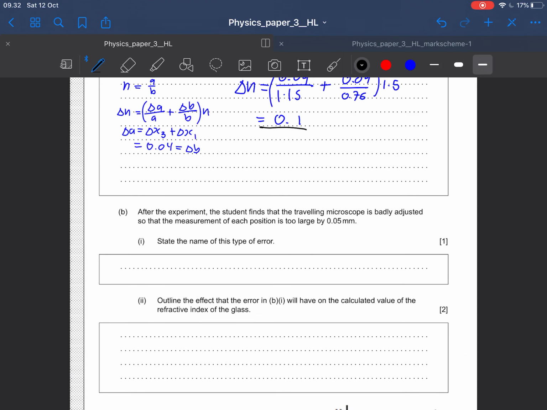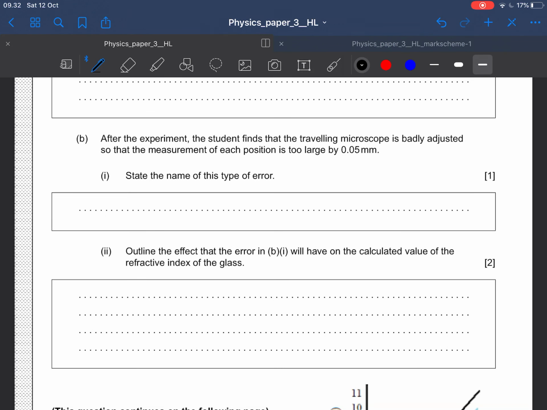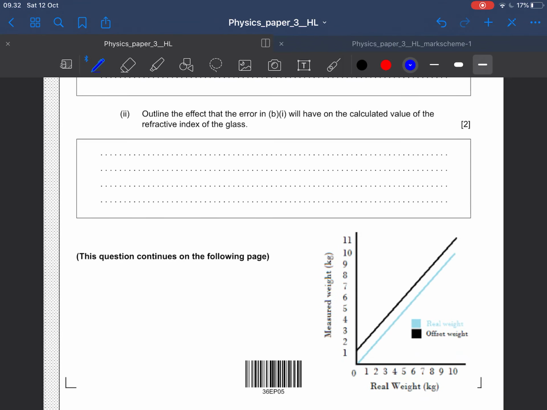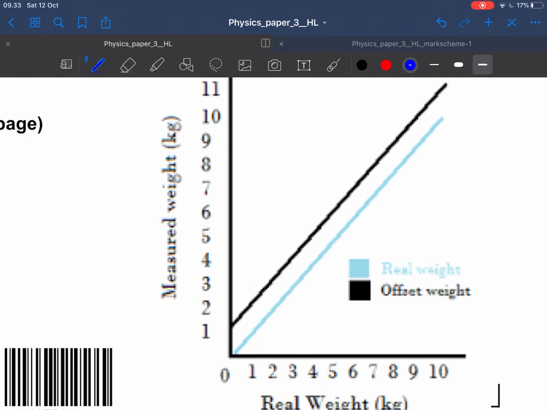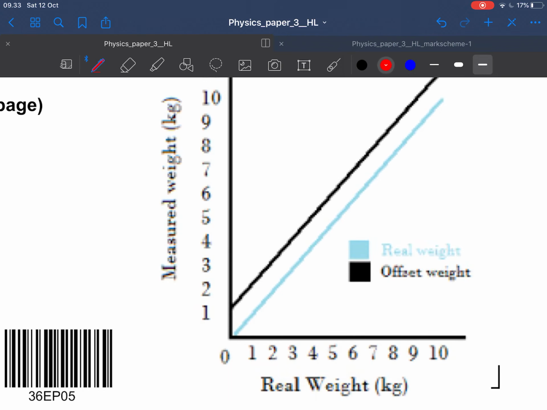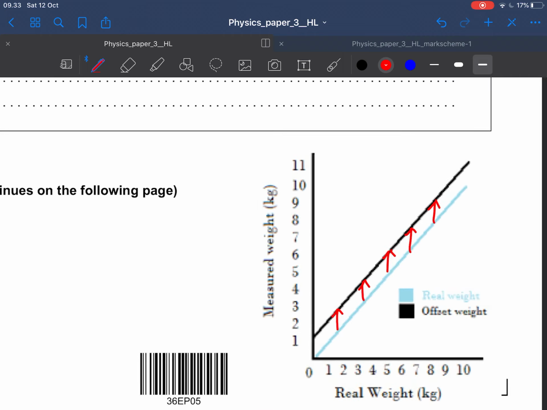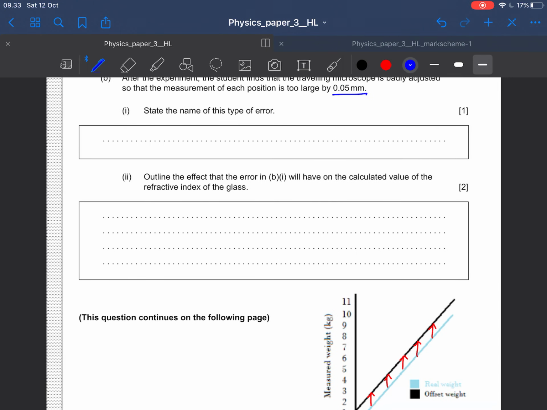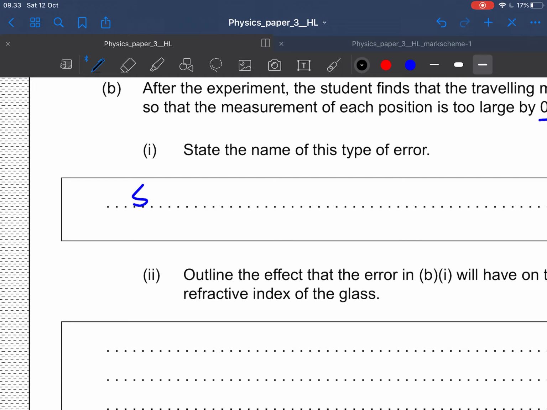After the experiment, the student finds that the traveling microscope is badly adjusted so that the measurement of each position is too large by 0.05. Oh no. Okay, so in this case, what's happening is that all of the values have been shifted up a bit because of the measurement. And we call this a systematic error. And how do you know it's systematic? Because there's something wrong with the system, damn it.